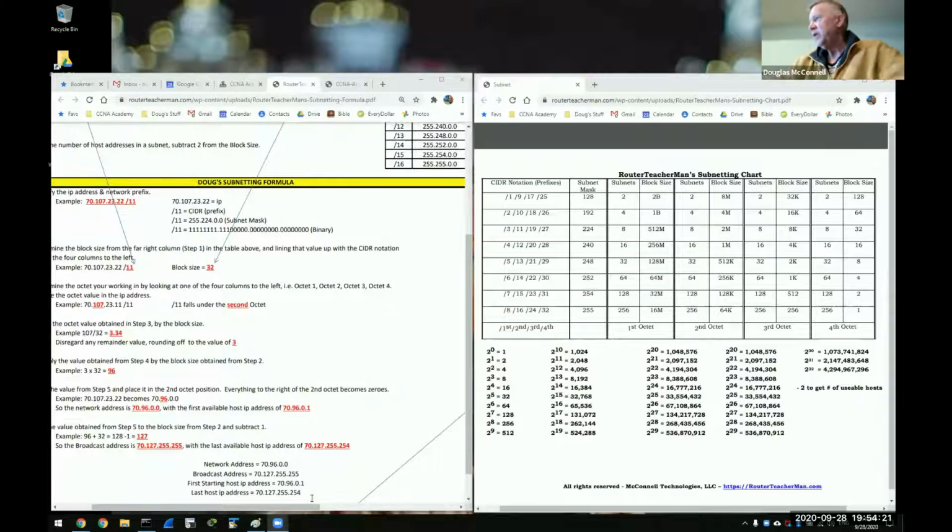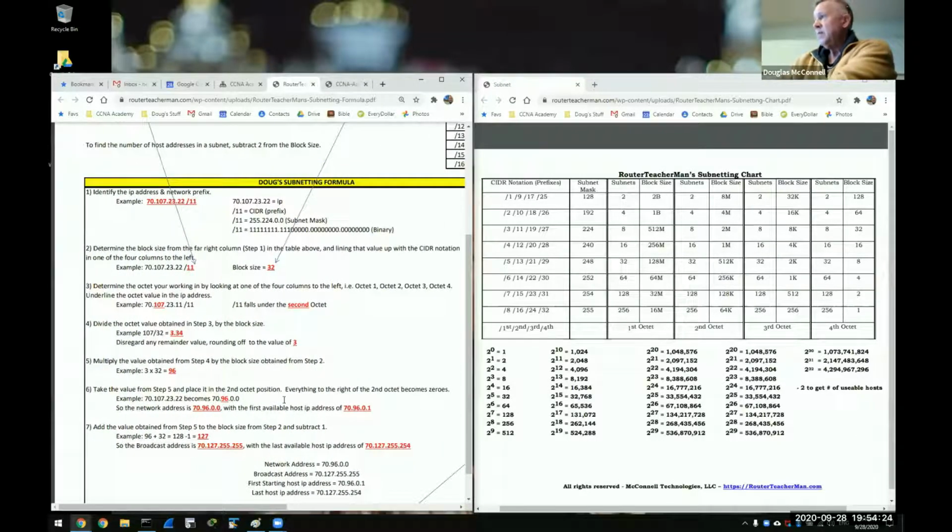Still getting used to Zoom on this. So we take that value, 3, and we bring that value down here, and we multiply it. Okay, that's what I should have done there. Bring that value down. Multiply it by what? By the block size. By the block size. And that equals 96.